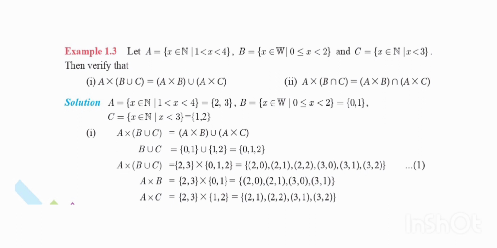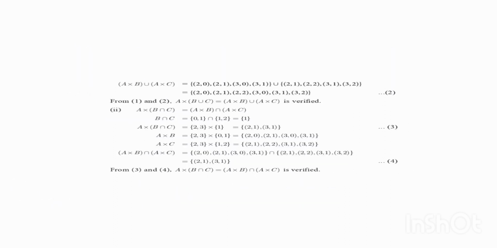equation number 1. It contains the first element from A and the second element of the ordered pair from B union C. Those ordered pairs are listed in the equation, which is A cross (B union C). Then separately finding A cross B and A cross C, and then making the union, which is given as equation number 2. Verifying 1 and 2, they are equal. Hence, we give the conclusion: A cross (B union C) equals (A cross B) union (A cross C). So the first subdivision part we verify.